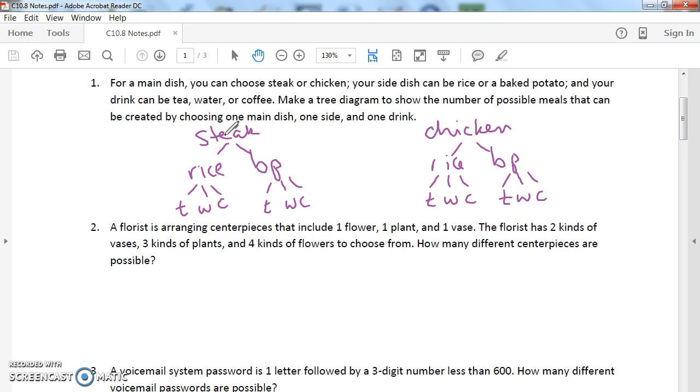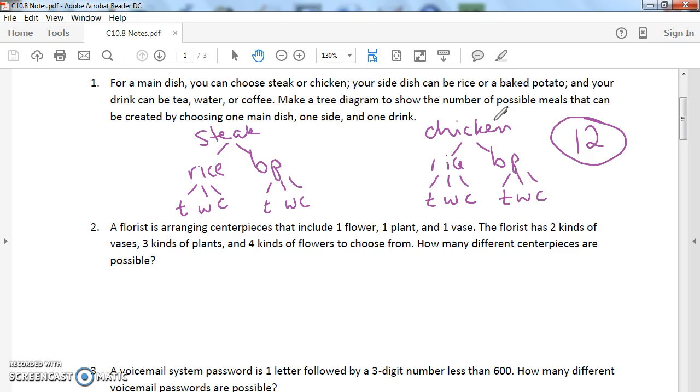So to sum that up, we could have steak, rice, and tea; steak, rice, and water; steak, rice, and coffee; steak, baked potato, and tea; steak, baked potato, and water; steak, baked potato, and coffee; or chicken with any of those things, which gives us a total of 3, 6, 9, 12 different possible meals that can be created by choosing 1 main dish, 1 side dish, and 1 drink.